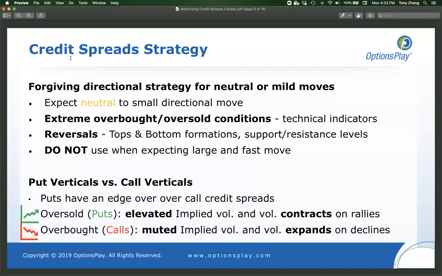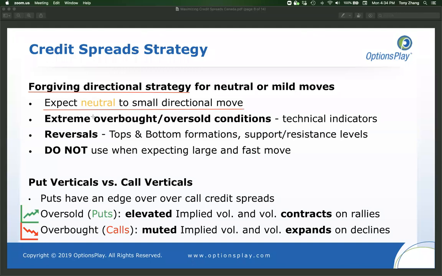So now that we've talked through the breakdown of the strategy, I want to talk a little bit about when you should use this. And it's really important to understand this slide because I would argue this is probably the most important slide of all the ones that I'm going to go over today. We've talked about the strategy being a relatively forgiving directional strategy for neutral or mild moves. So especially when you're approaching a support or resistance level, or when it's near overbought and oversold conditions, those are great times to consider entering a credit spread. But it's only useful when you expect this neutral to small directional move.